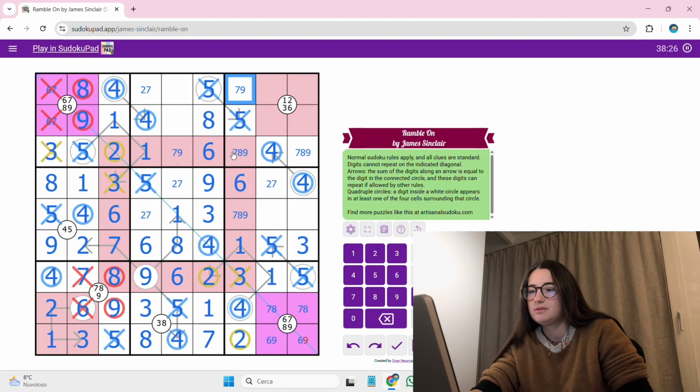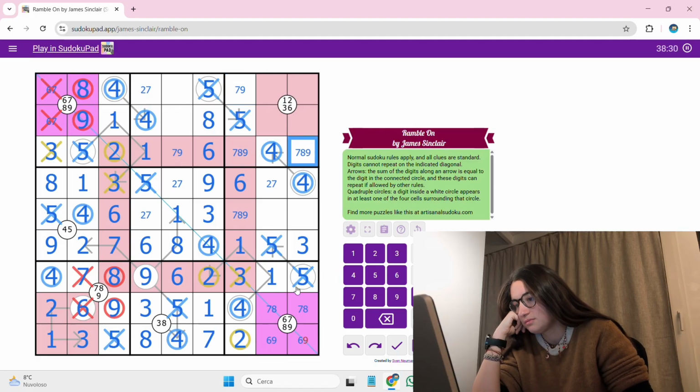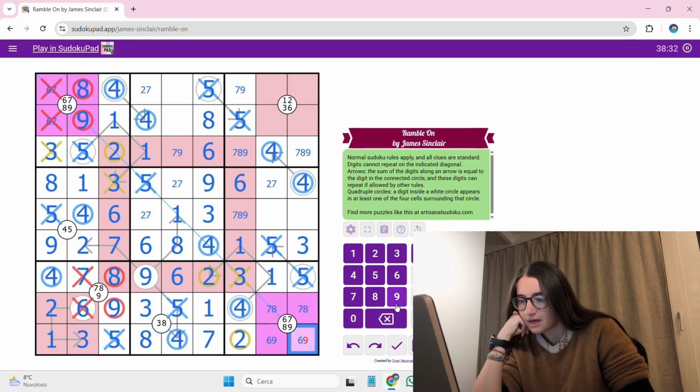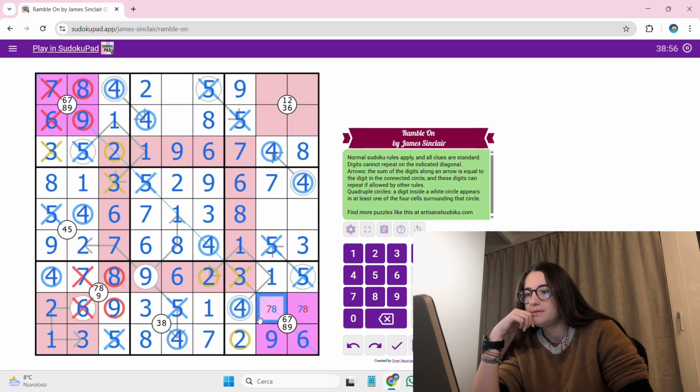This must be 7 or 9. So the 8 must be on the bottom. This and then must be a 6. 9, 7, 6, 2, 9. Okay, we are getting there, definitely. 7, 2, 7, 8, 7, 8, and 9.